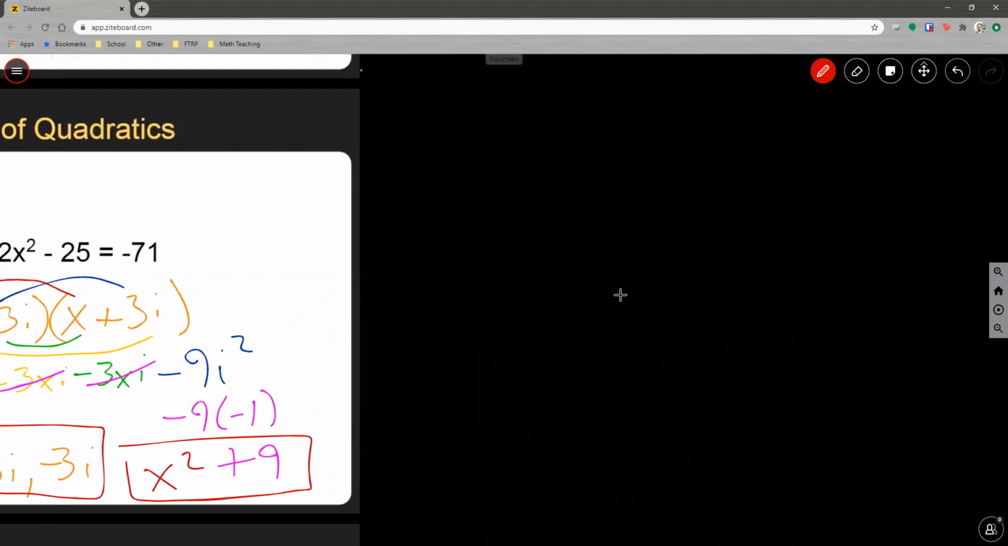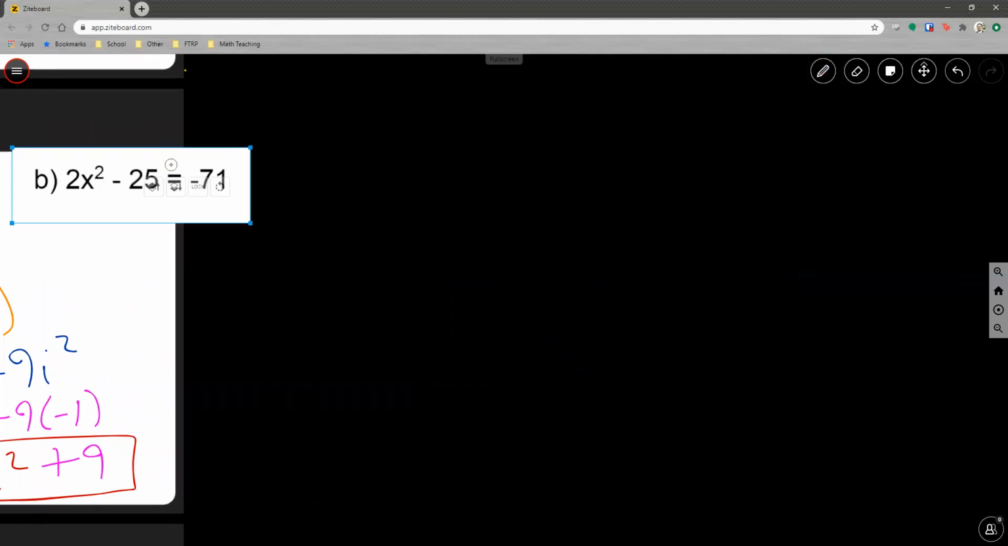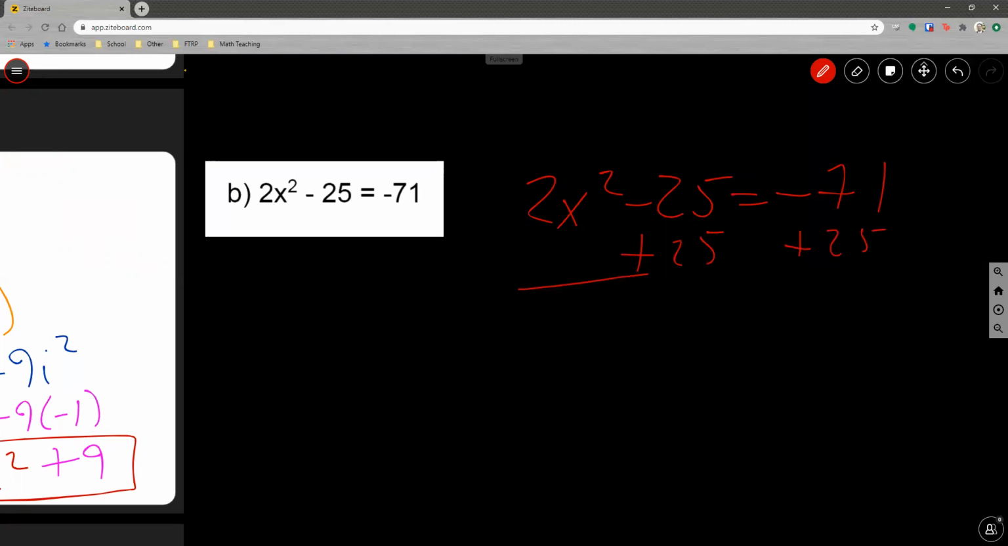All right, let's go ahead and try the last one. Let's lock that. So this one's a little bit tougher. I've got 2x squared minus 25 equals -71. Well, all I have to do is solve this just like I would any other algebraic expression. 2x squared minus 25 equals -71. I'm going to add 25 to both sides.